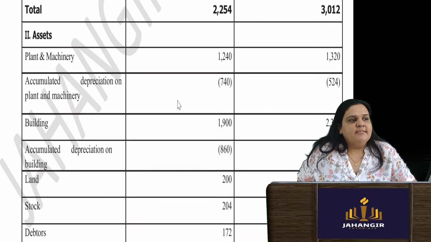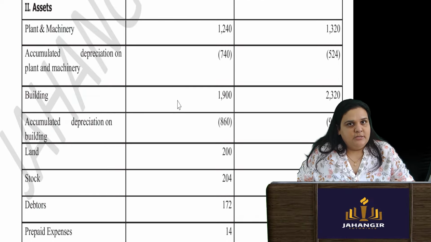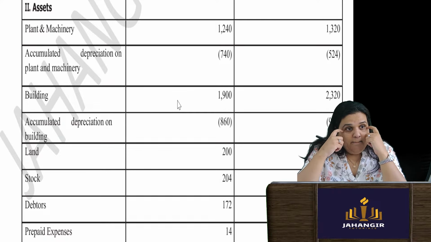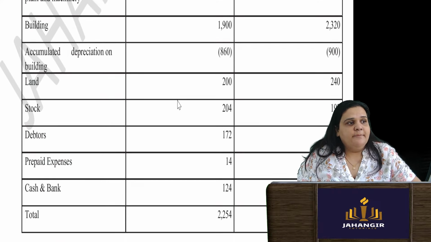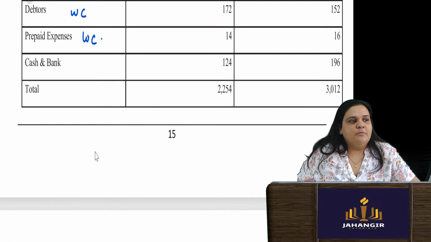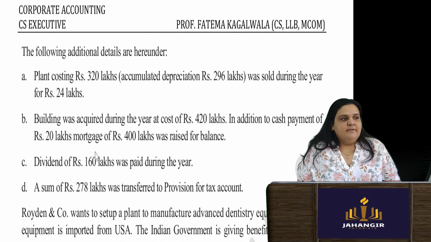In case of assets, plant and machinery has increased. Accumulated depreciation they have given me on the asset side, that is why they have given it in negative form. Building, again accumulated depreciation on building. Land, stock working capital item, debtors working capital, prepaid expenses working capital, cash and cash equivalent, cash and bank, opening and closing total. Now there are certain details they have given.